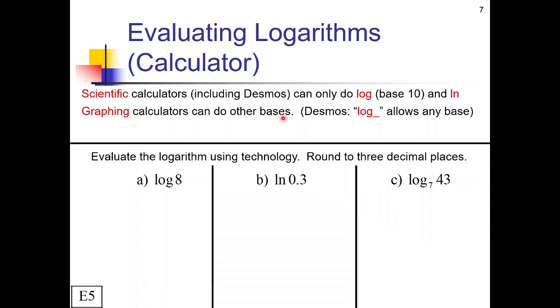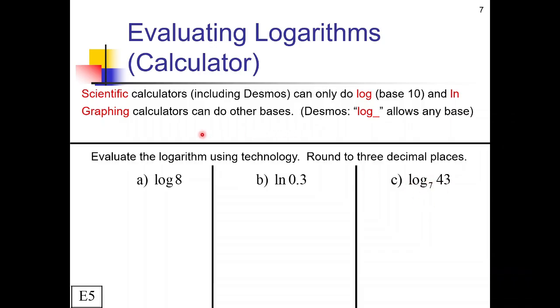I know the TI-83 has a function built in, and Desmos also has one where you can do any base. You just need to type in log and then do an underscore, and it'll put you into subscript mode, allowing you to specify any other base. So if you're able to access a graphing calculator, you can directly find something like part C here.